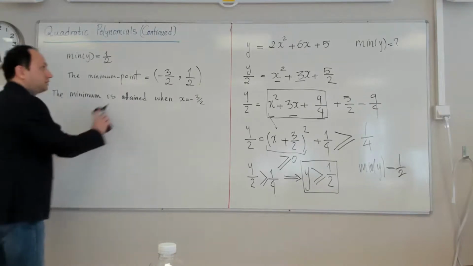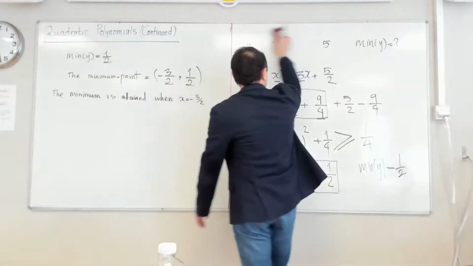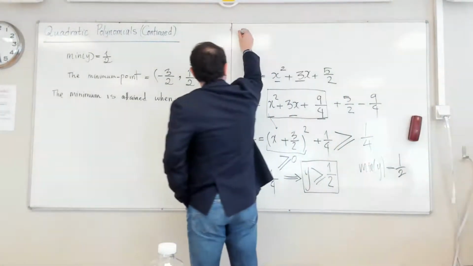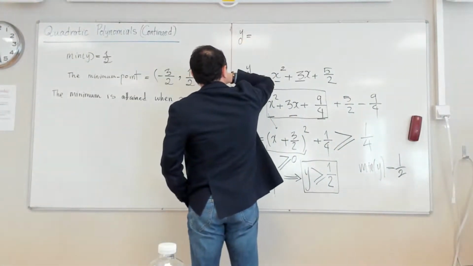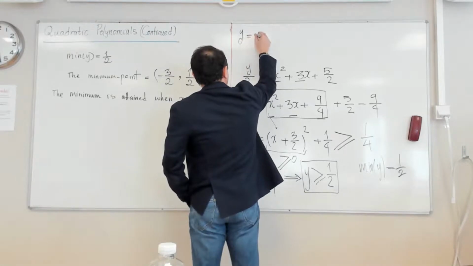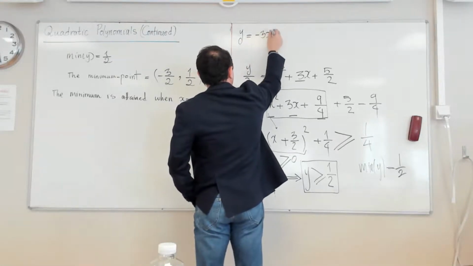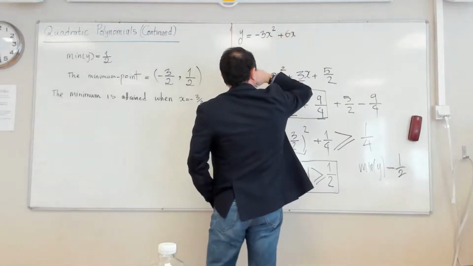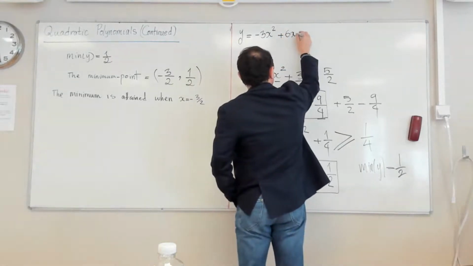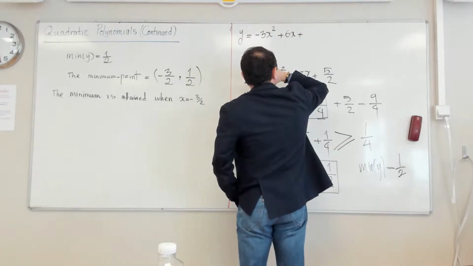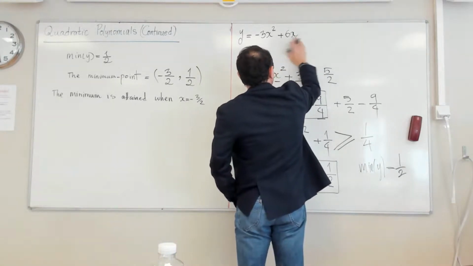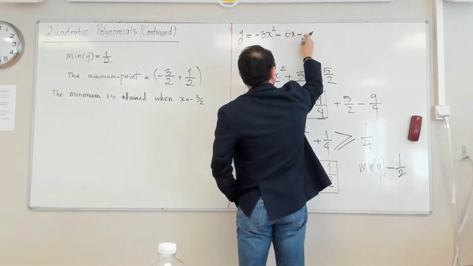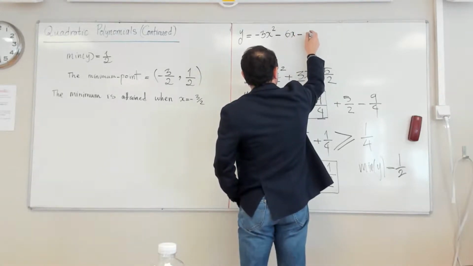If you don't mind, let me start from here. So y equals minus 3x squared plus 6x, and then for example, let me write negative. So let me make it negative, by the way. This one negative, and then let me make it minus 7.